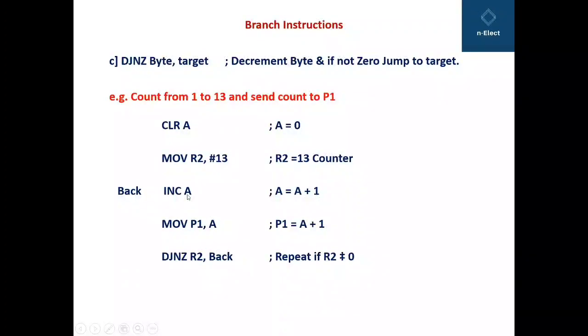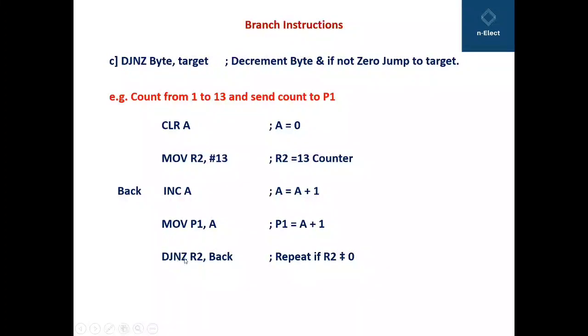Again INCA will be there. So now value of accumulator is not 0, now it is 1, because we have already gone through the loop one time. So after incrementing it, it will be 1 plus 1, 2. Now accumulator value will be 2. Then after this instruction, 2 will be brought from accumulator to port 1.